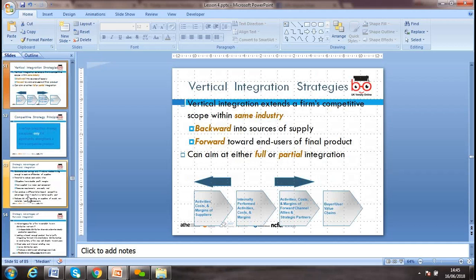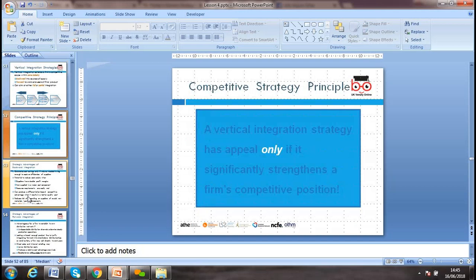Vertical integration extends the firm's competitive advantage within the same industry. It goes backward into the sources of supply and forward toward users and final products, and aims at either full or partial integration. So please go through these slides. It's quite good.